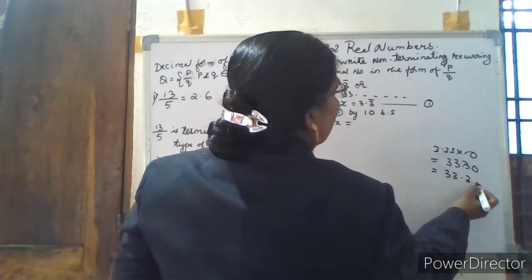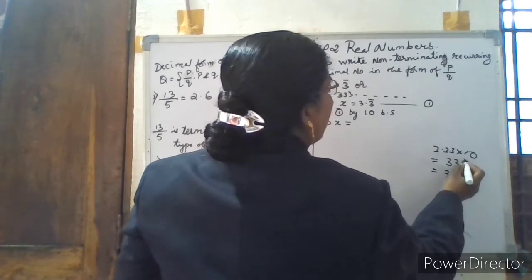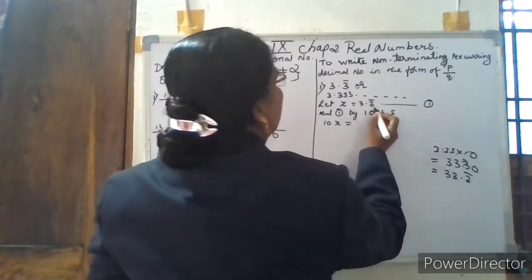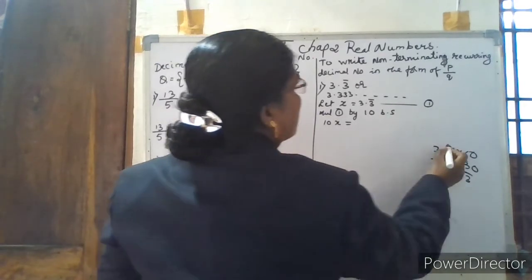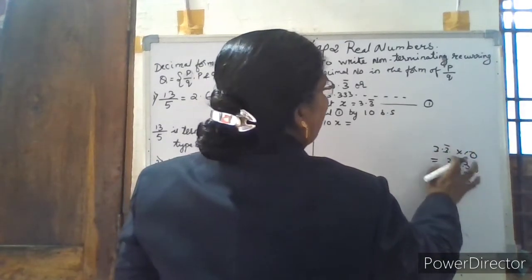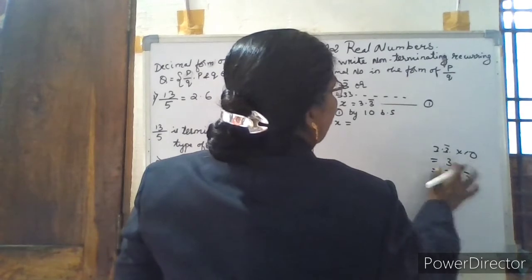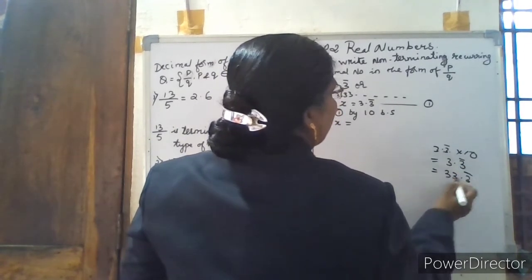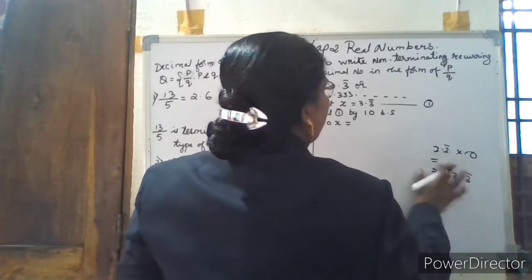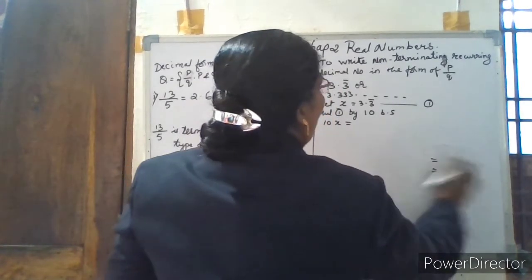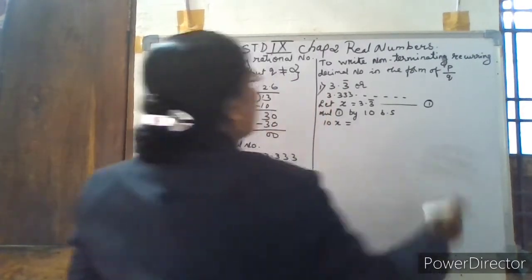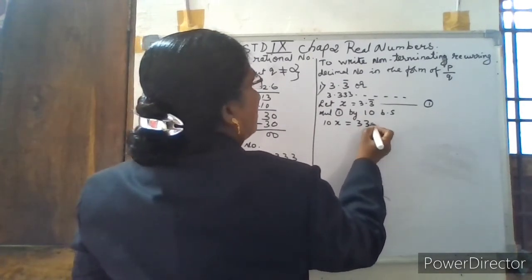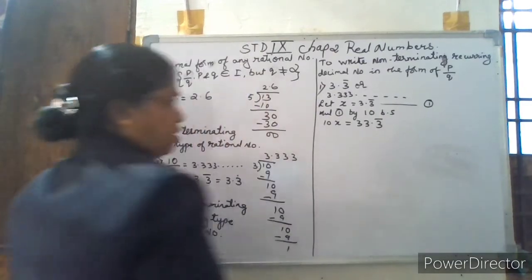So it is 3.3 and so on. As it is recurring, we can write it as 3.3 recurring. We can write it this way also: 3.3 recurring multiplied by 10 we can write in this form directly. Now it is 10x is equal to 33.3 recurring.